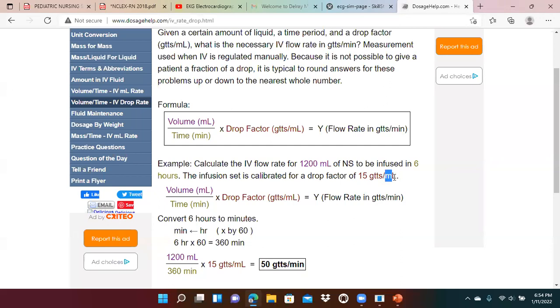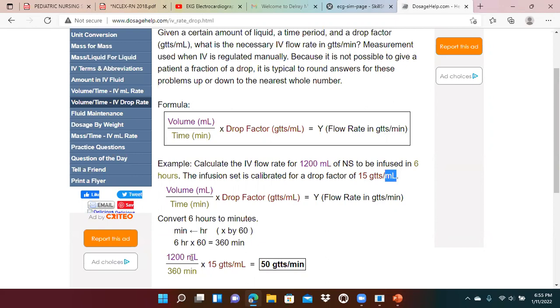So just take a look here. Is it ml or is it minute? If it is ml, it means drop factor. If it is minute, it is the flow rate, not the drop factor. So the volume is in the question. Time should be in minutes, but it is in hours. Convert 6 hours to minutes. When converting a bigger unit to a smaller unit, always multiply by 60. 6 multiplied by 60 is 360 minutes.